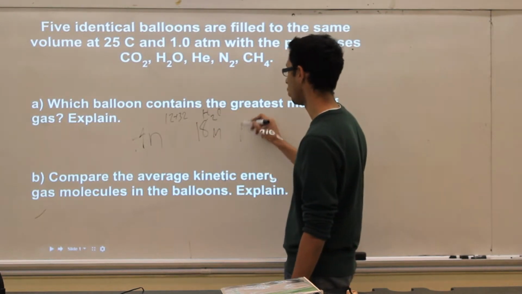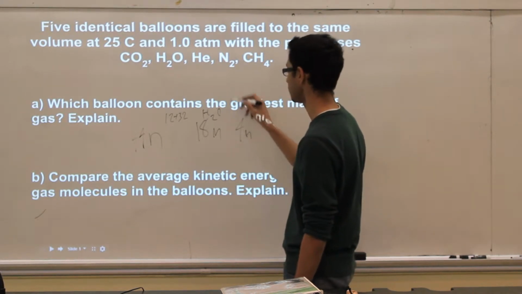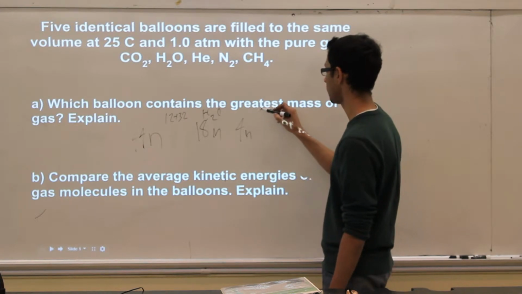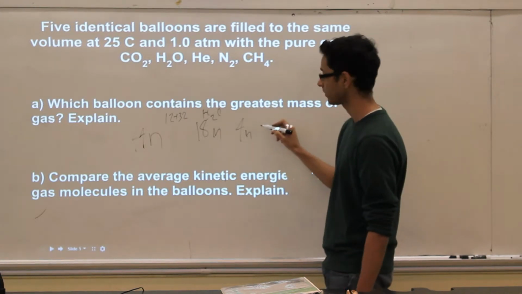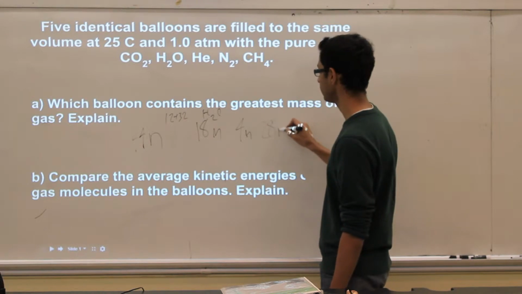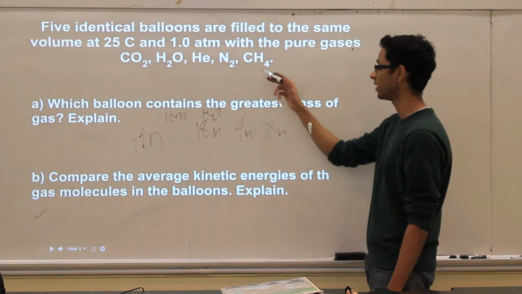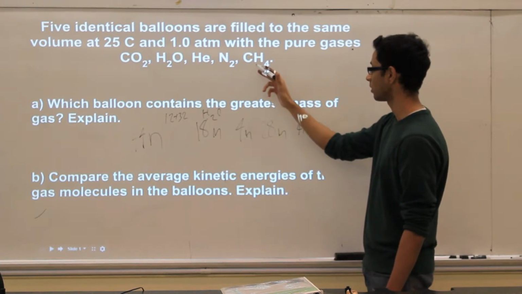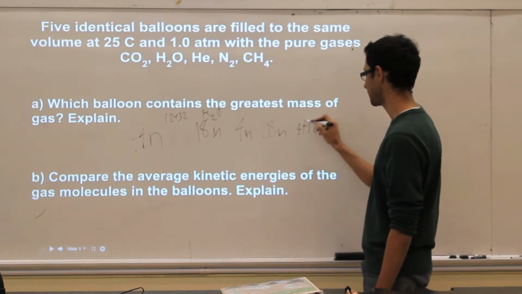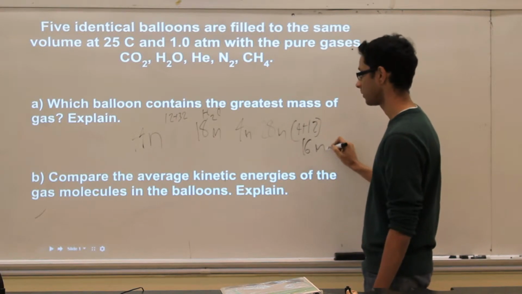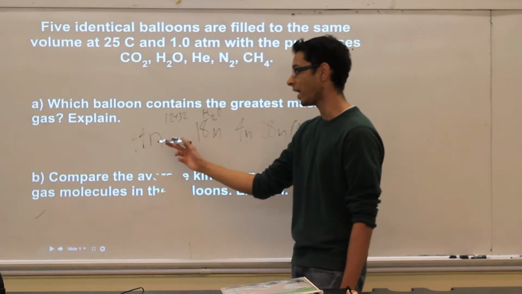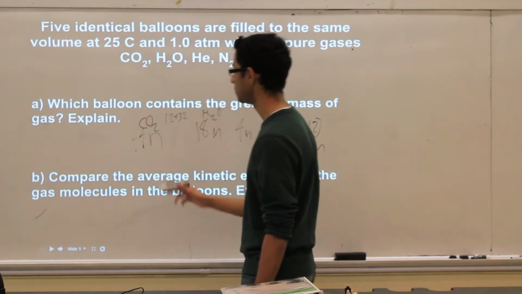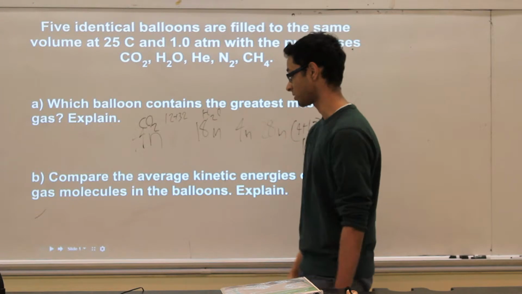For helium, it's just 4 N, because helium has a molar mass of 4. For nitrogen, it's 2 times 14, so 28 N. And for methane, it's 4 times hydrogen, so 4, plus 12 for carbon, so 16 N. Now 44 N is clearly the highest, which corresponds to CO2. So CO2 has the greatest mass of gas, and is your answer.